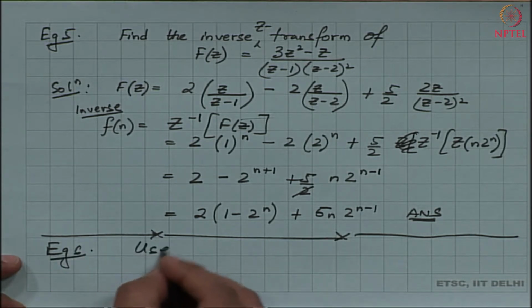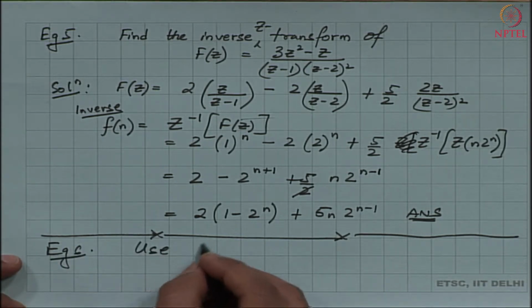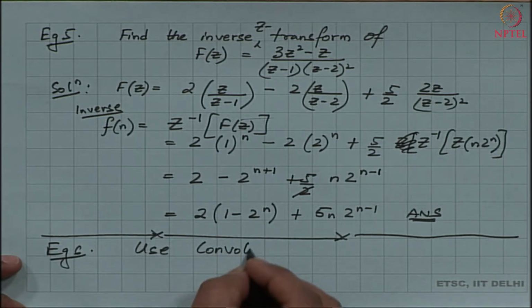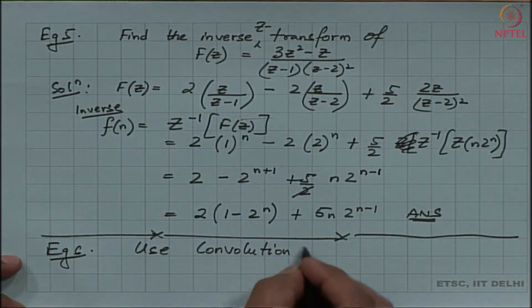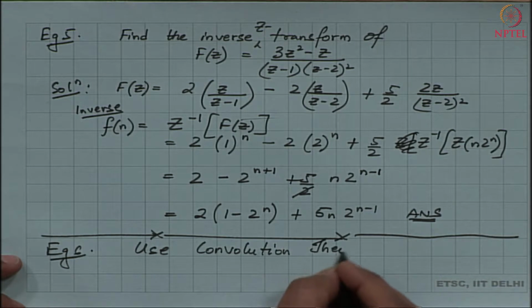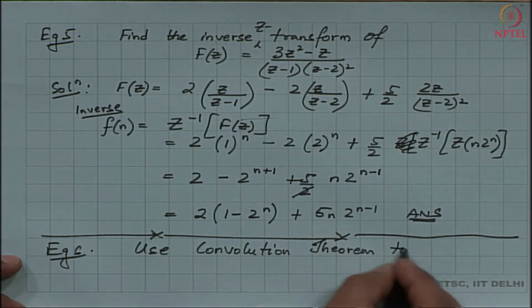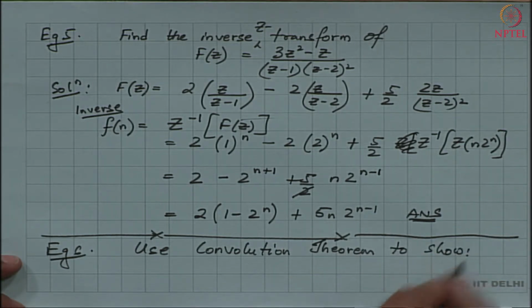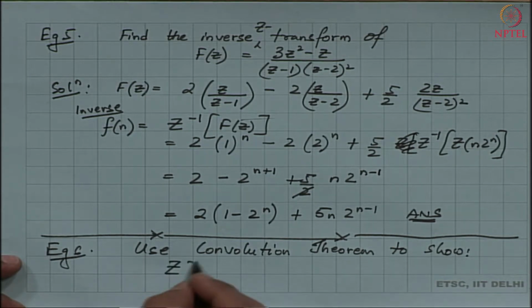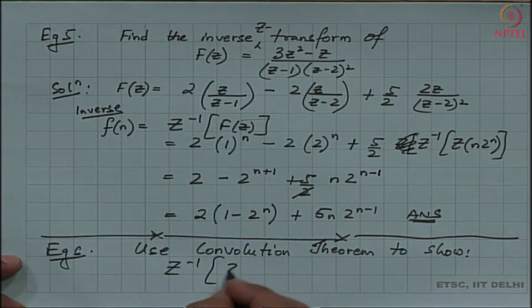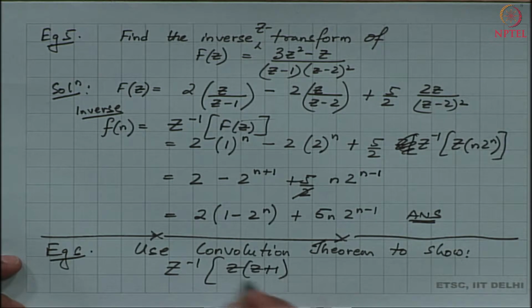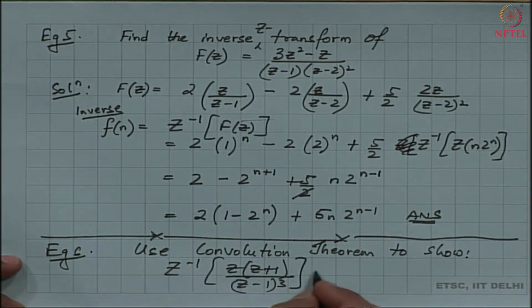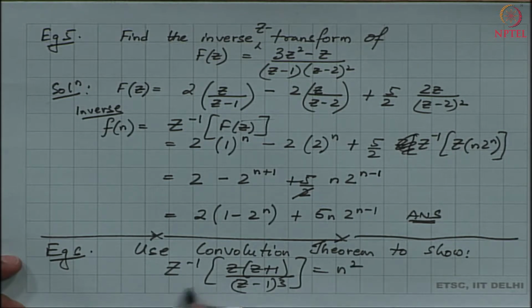So, I have specifically mentioned to use the convolution method in this example. So, use the convolution theorem to show the following. I need to show that the inverse transform of z times z plus 1 divided by z minus 1 cube is n square.